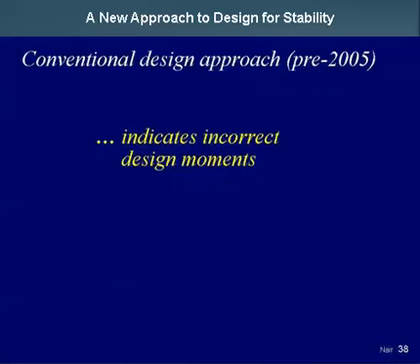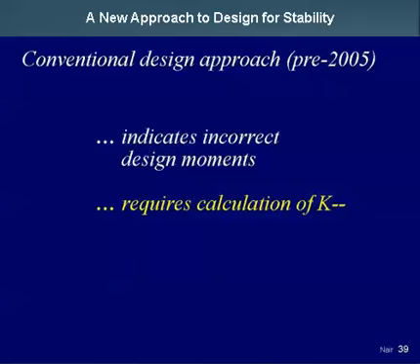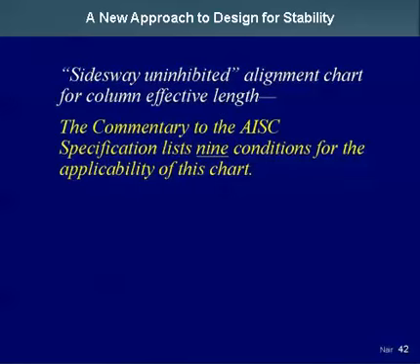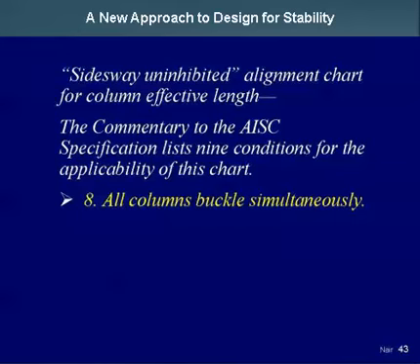So this conventional design method for stability indicates incorrect design moments, and it's generally an unconservative error too. Another problem with the conventional design approach is that it requires calculation of K. Question is how? I think most of us are familiar with the sidesway uninhibited alignment chart for column effective length, and you have been using this for a generation to calculate K for the columns in your structure. Well, the commentary to the AISC specification lists 9 conditions for the applicability of this chart.